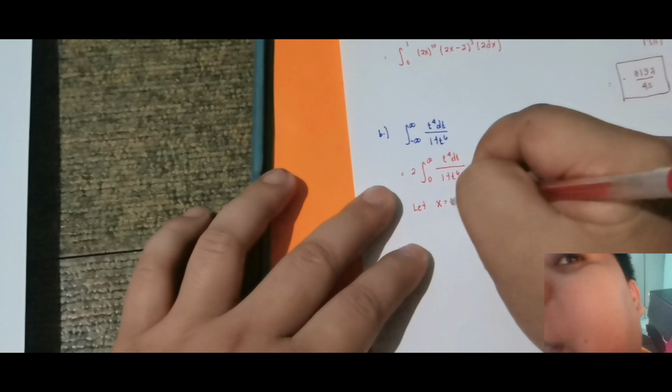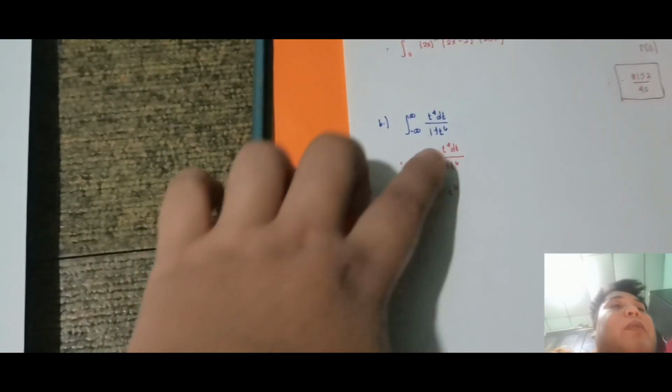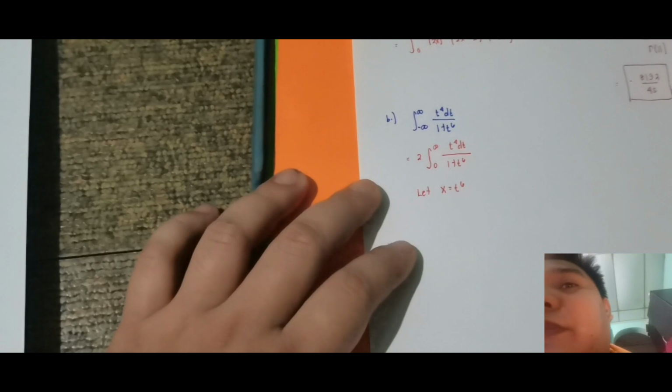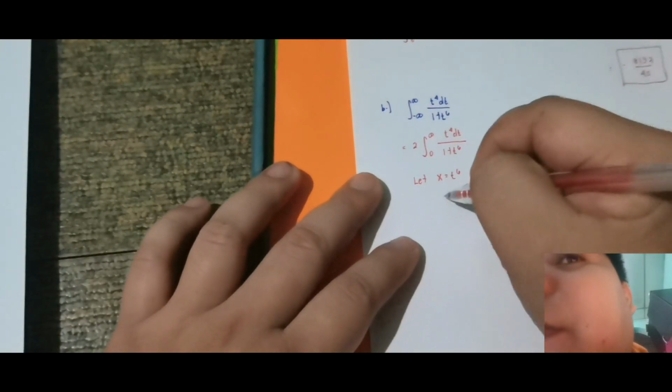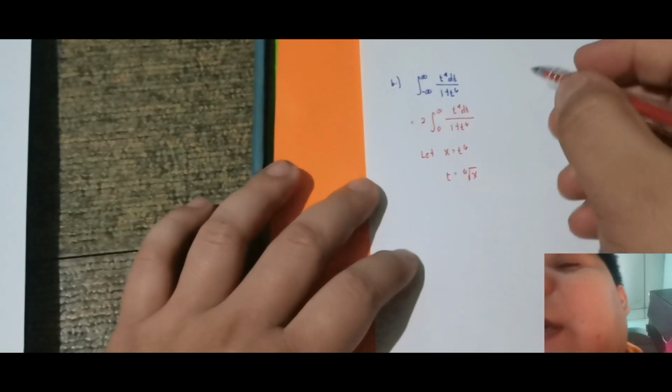Let x is equal to t raised to 6 para wala tayong problema dun sa isa. Tapos problema natin yung t raised to 4. So paano natin kukunin yung t raised to 4? Yung t raised to 4 is just, kung na-raise ko sa 1/2, babawasan ko ng isang square. So malabo pala guys. So this is t is just 6th root of x. Ayun yung isa sa problema.